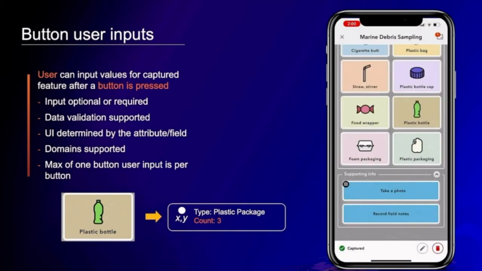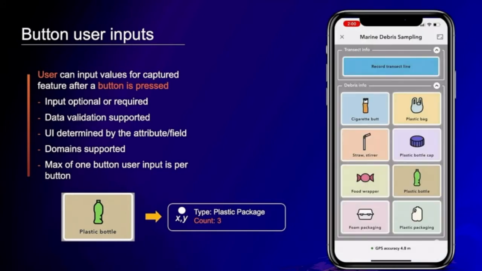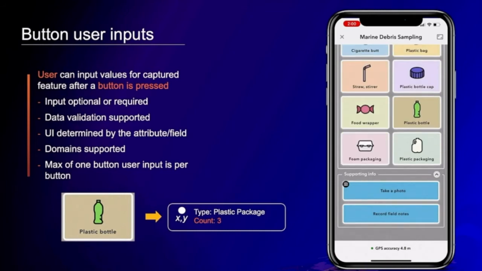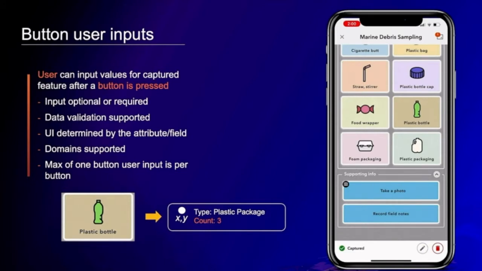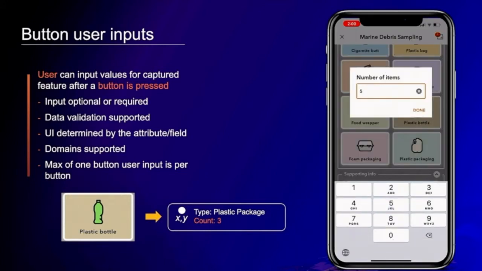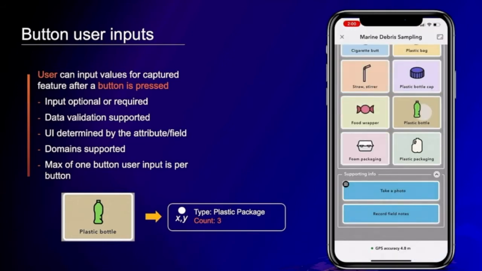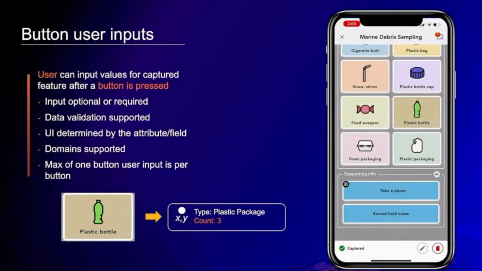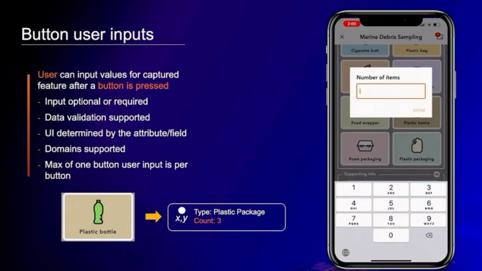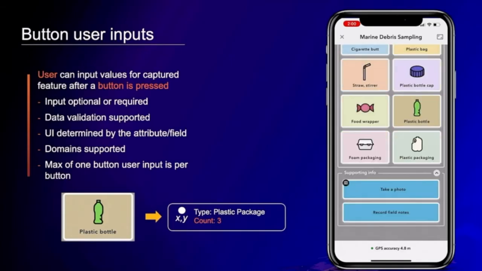Again, they need to decide whether or not the input is required or optional, and they can optionally apply input masks if appropriate. Other things to note is that the UI shown to the end user is determined by the attribute being updated and whether domains are applied. Domains, range, and coded value are both supported and will be viewable to the author and also the user of the application. And also only one button user input can be applied to a QuickCapture project button, no more than that.